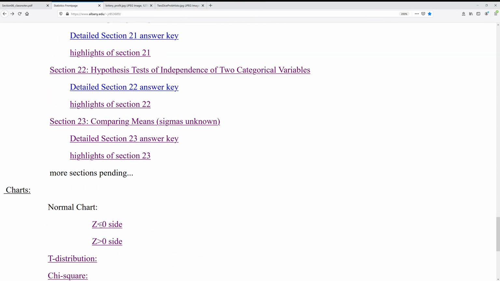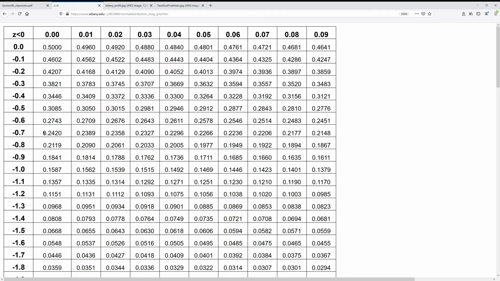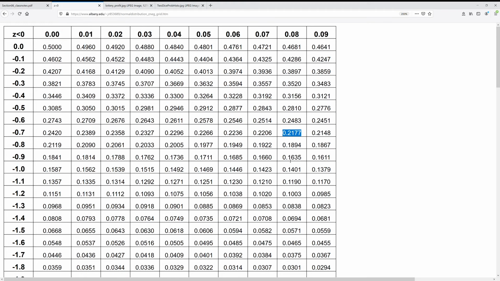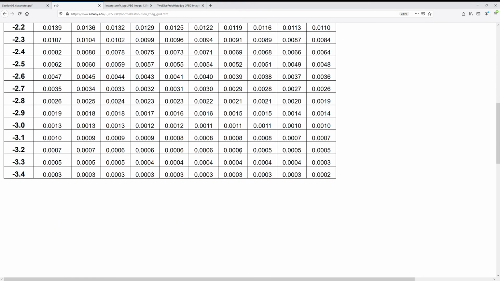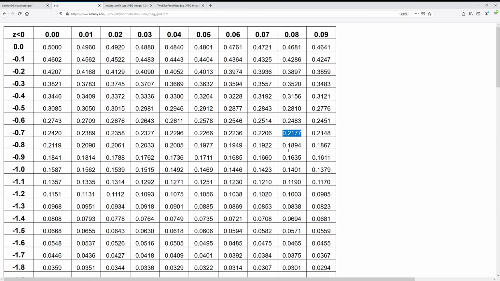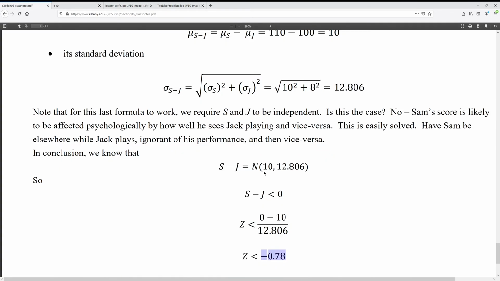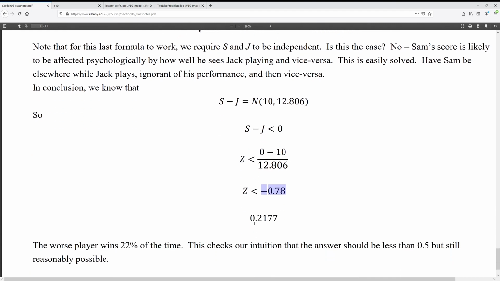Negative 0.78. Negative 0.7 row, 8 column, 2177. More or less what I was expecting. It's not cosmically unusual like 0006. It's not more than half. It's plausible. 2177. So there you go.